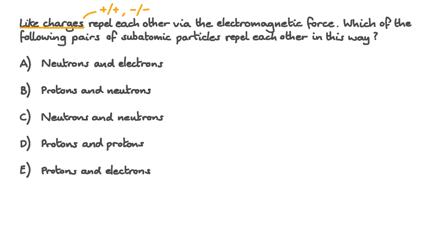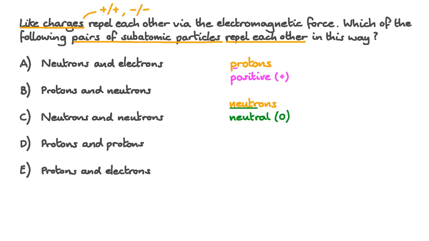When we see the phrase like charges, it means positive and positive charges or negative and negative charges. Our job is to figure out which pair of subatomic particles will repel each other because they have the same charge. For that, we need to recall the charges of neutrons, electrons, and protons. Protons have a P at the beginning, so that should remind you that they're positively charged. Neutrons have most of the word neutral already in them, so that should remind you that they don't have a charge at all. And finally, electrons are negatively charged.